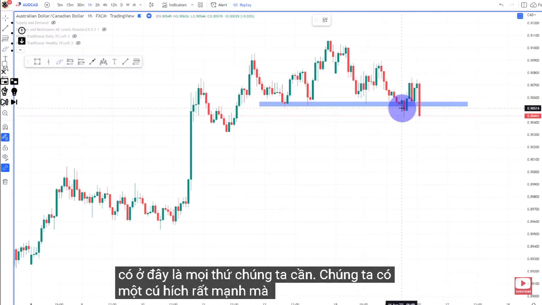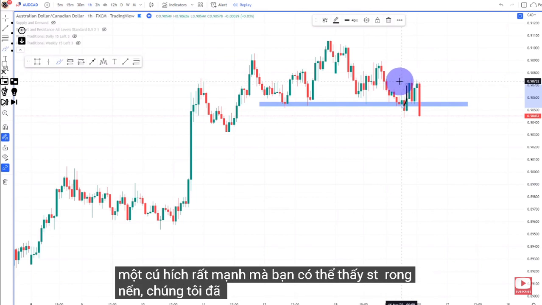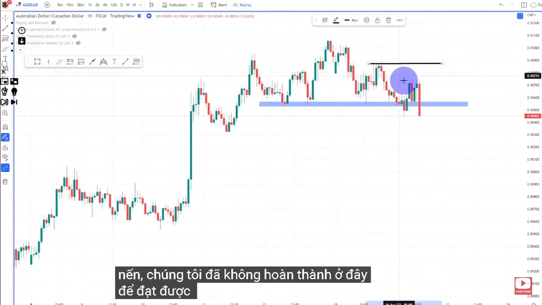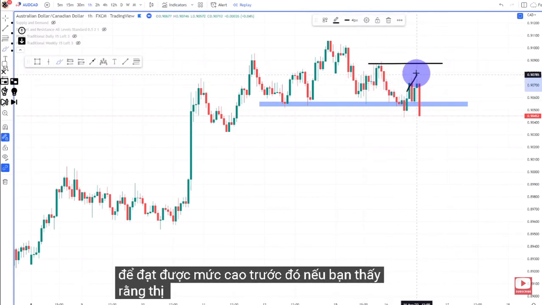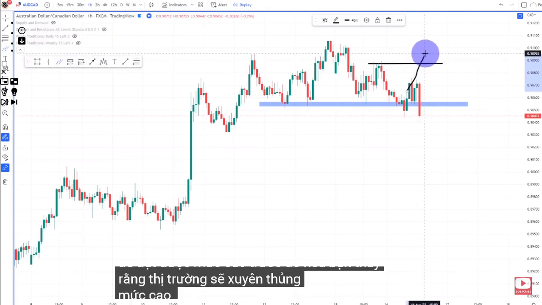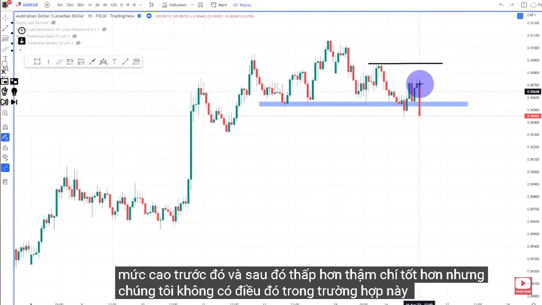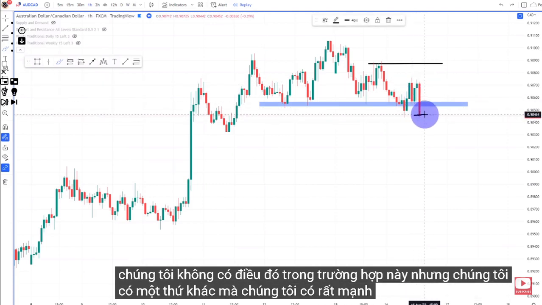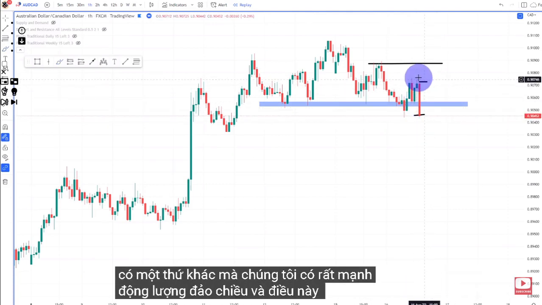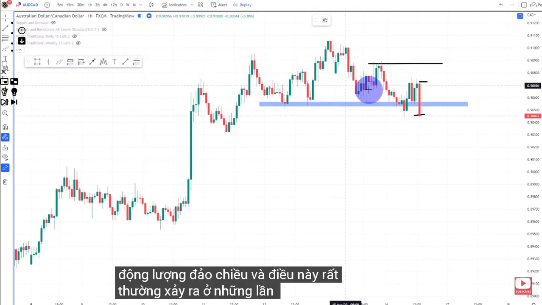We have a very strong push. You can see strong candles. We didn't quite make it here into the previous highs. If you would see that the market would penetrate previous highs and then fall lower, even better, but we don't have that in this case. But we have something else. We have very strong reversal momentum. And this is very often the case on those stop runs.